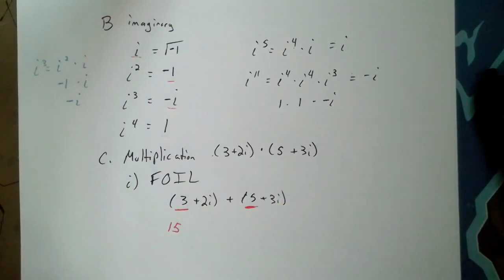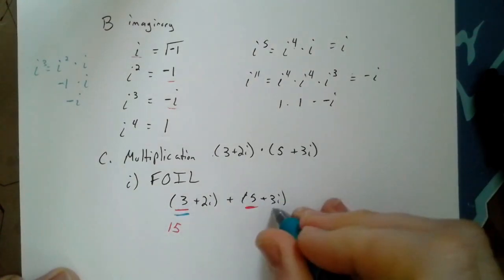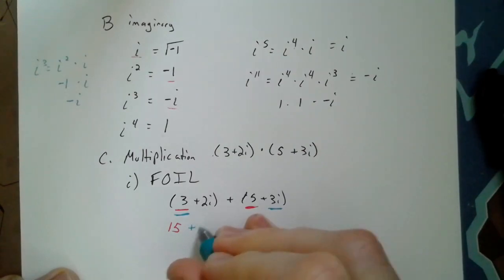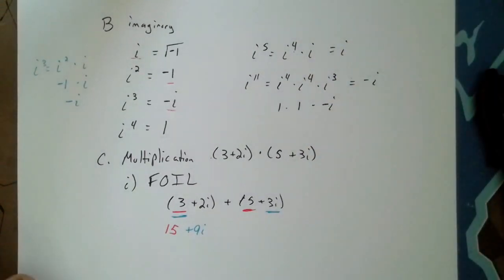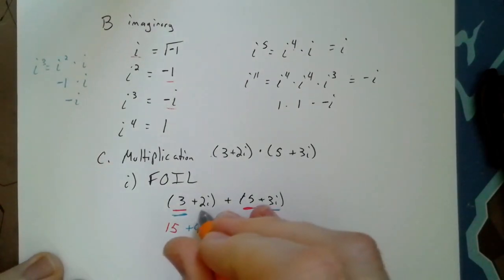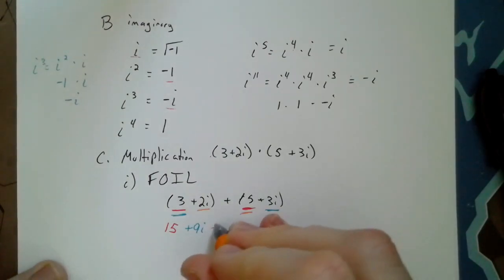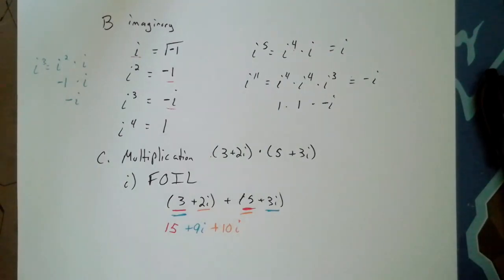For the outers, I'm going to do the two extremes, the furthest one to the left and the furthest one to the right. So I've got 3 times 3i, which is plus 9i, right? Then I can do the innermost two, so it'll be 2i and 5, the two in the middle. So 2i times 5 is plus 10i, right?